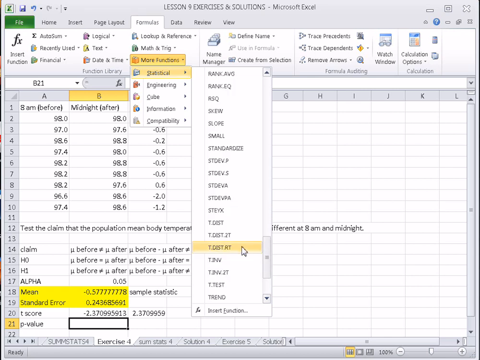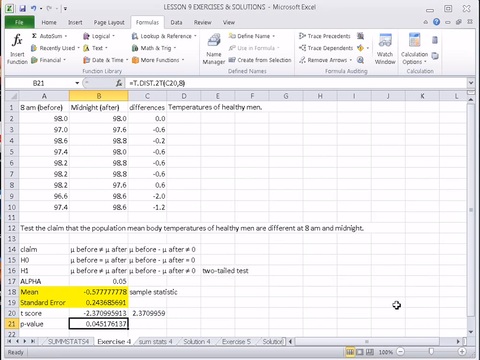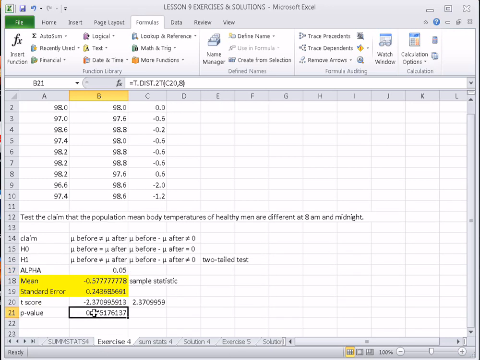So the t-dist two-tailed, using our positive version. Degrees of freedom. It looks like I have 9 data values here: 1, 2, 3, 4, 5, 6, 7, 8, 9. 1 less than 9 is 8. Degrees of freedom, 1 less, 8. Well, look at that, p-value 0.045. Remember, I selected an alpha of 0.05. So for this particular alpha, 0.045 is actually less.